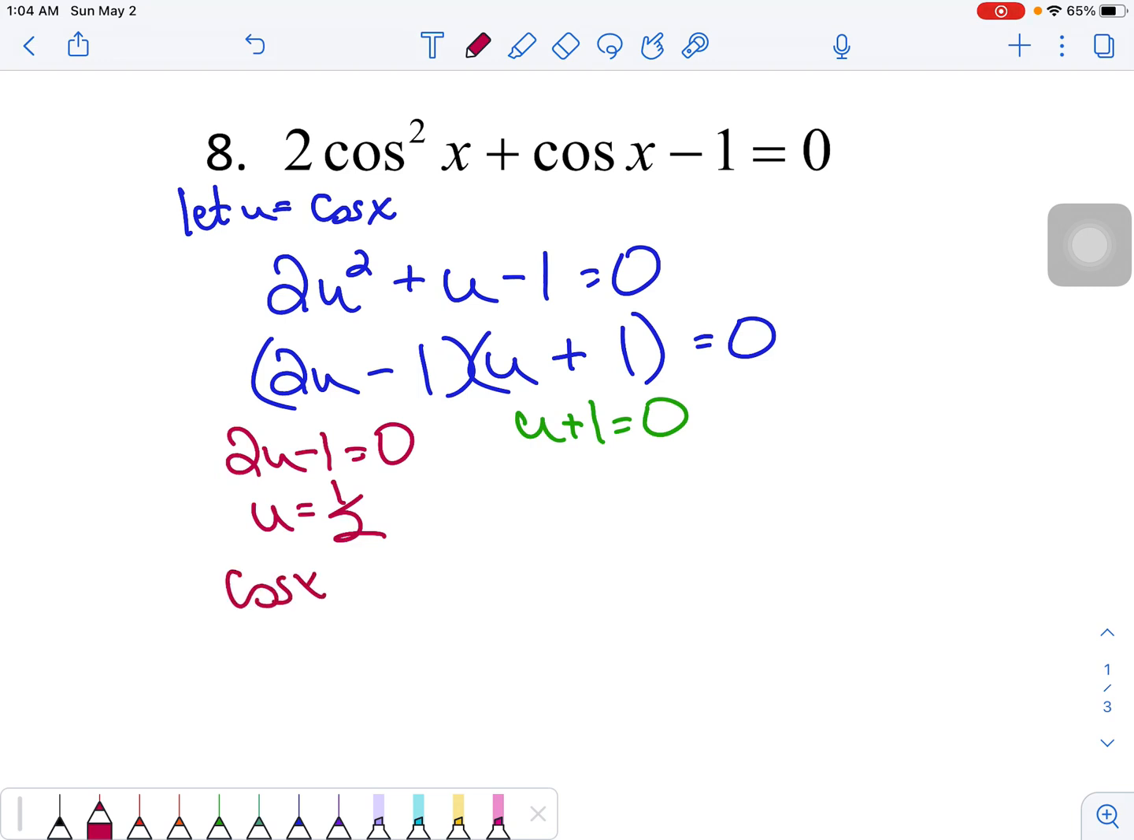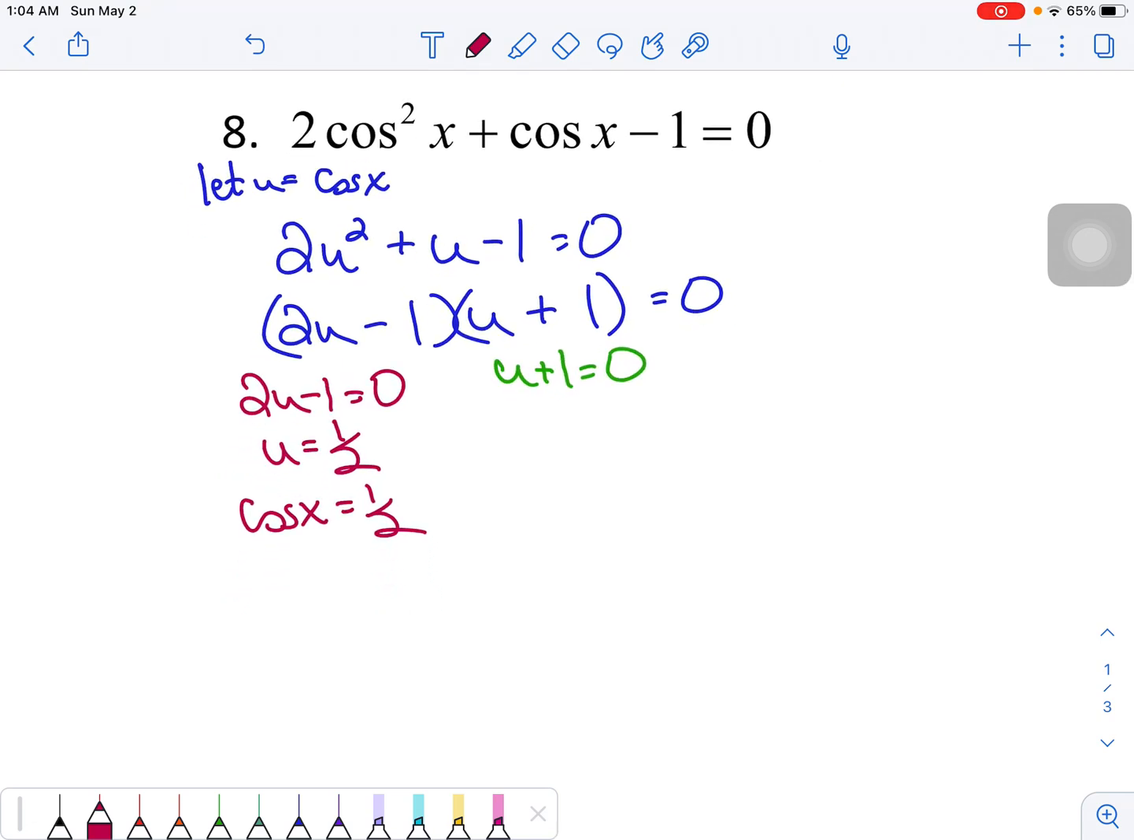But remember, u is really the cosine of x. All right. Now this becomes a problem like what we've been working with. All right. So cosine of x is positive in two places. All right. So ASTC. And cosine is positive, let's see, first and fourth quadrants. Make that highlighter slightly smaller. So cosine is positive in first and fourth quadrants.